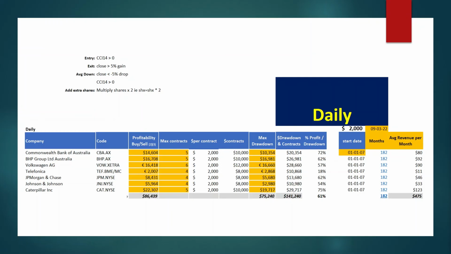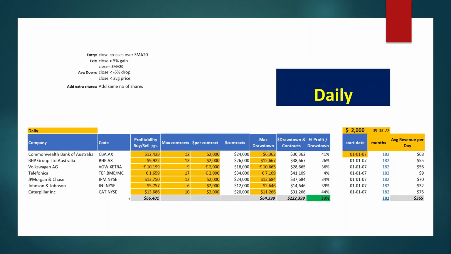So these are the results of our CCI14 breaking above zero strategy. Note we're trading $2,000 lots per trade and beginning backtesting in January 2007, which covers the GFC, COVID and the Ukraine downturns. We show total revenue per stock, the number of times we had averaged down, and the total drawdown effect, that is money we need to have in our account. Then a monthly average revenue based on the number of months from 2007 until today. And these are results of the backtesting for the close breaking above the moving average 20 approach with a 5% gain to exit the trade, with a decline of 5% to average down.